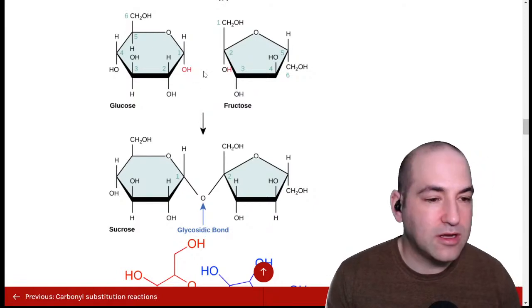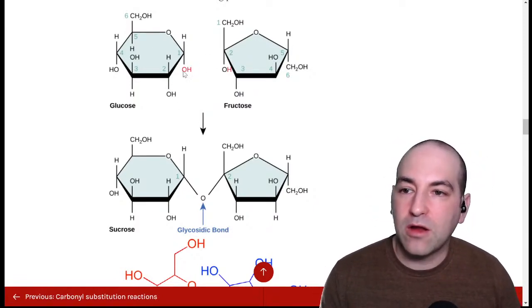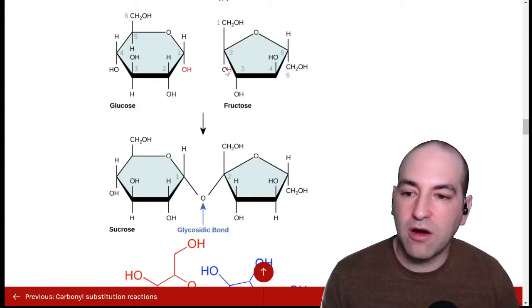Now let's look at what's happening here, and it's color coded here if you can see that, which is helpful. We've got an OH here and an OH here, and notice that this OH and this H are in red.